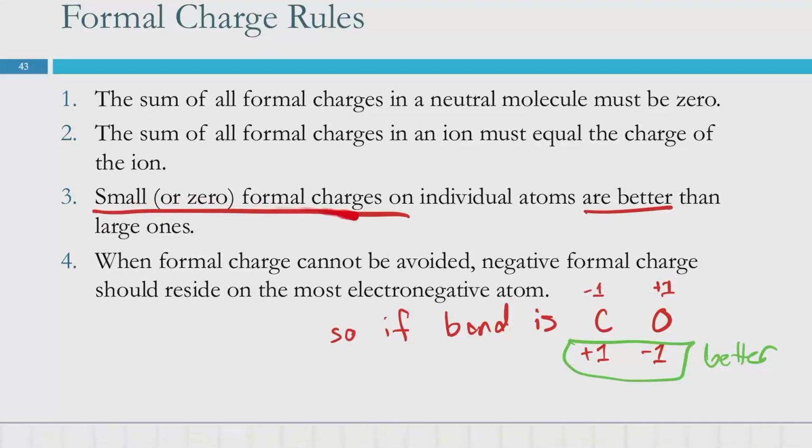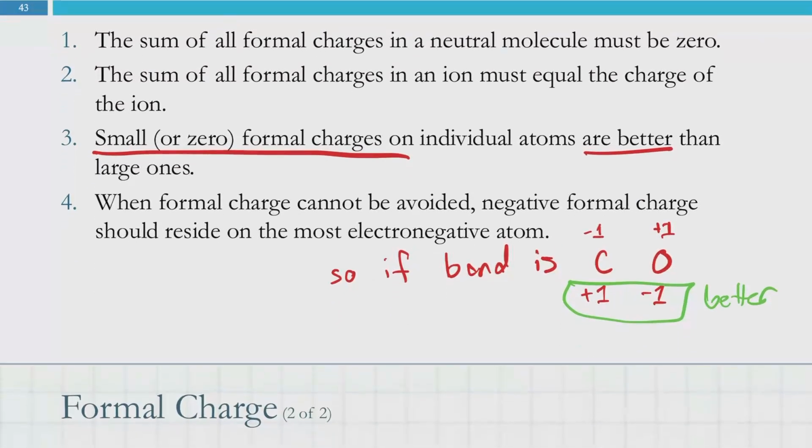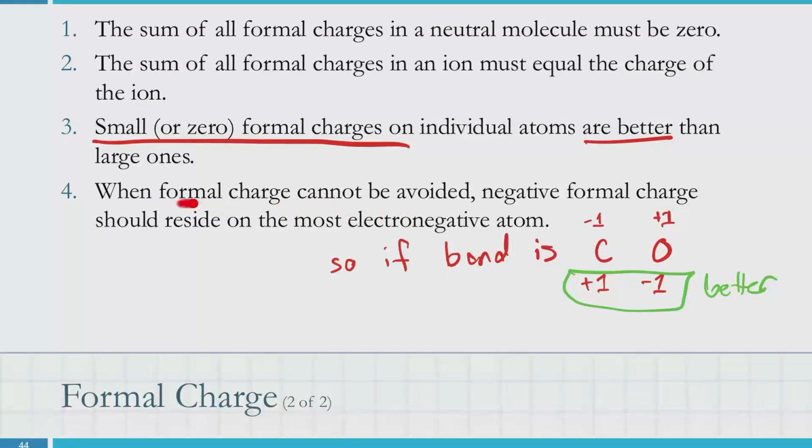And we're trying to minimize our formal charges. We want small formal charges. Small formal charges means that our atoms are closer to the state that they would like to be in. Ideally, we have a formal charge of 0 for all or most of our atoms. If we can't avoid a formal charge, then we want to put negative formal charges on our most electronegative atom. That's the only time that electronegativity will come into play.